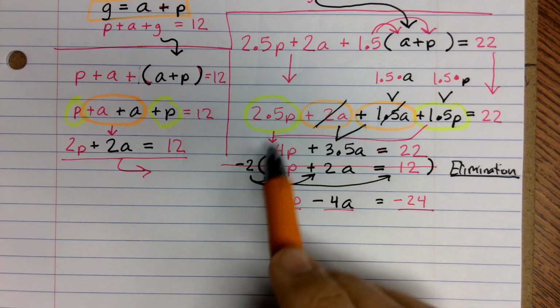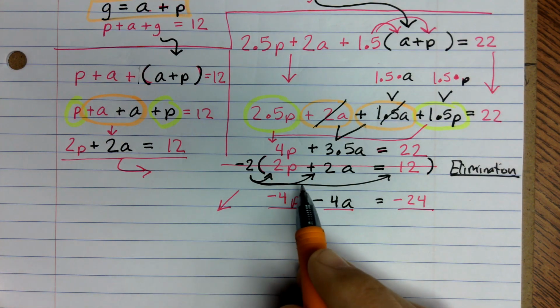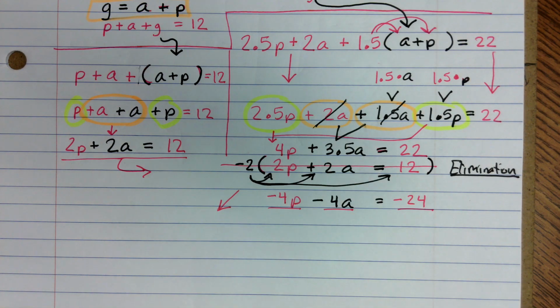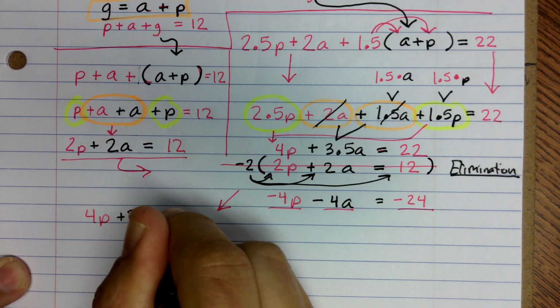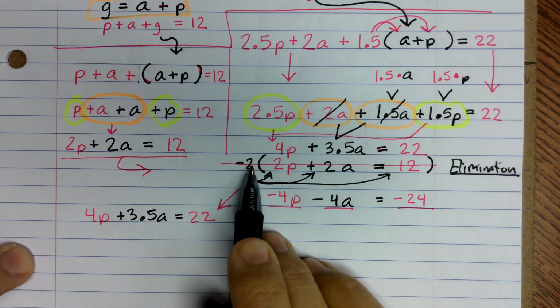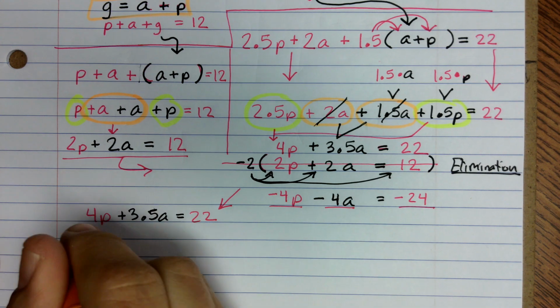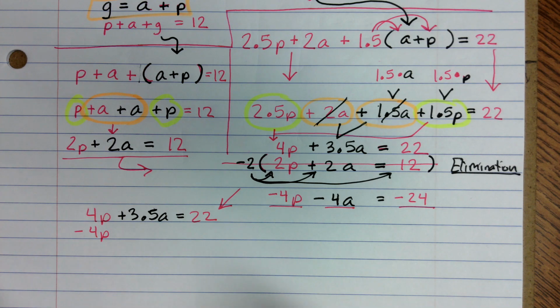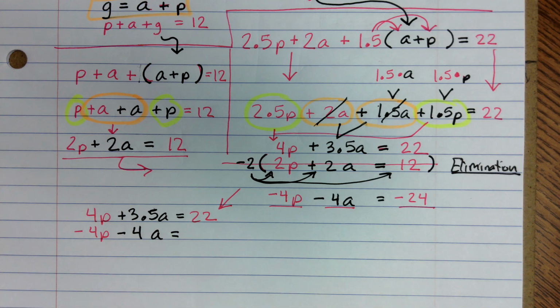All right, so I think because this is so close together, I'm actually just going to go ahead and rewrite it over here. The two equations, right? We just created these equations here. And so the top one, I have 4P plus 3.5A equals 22. And then after we distributed that negative 2 to all three terms in the second equation, we created this new one down at the bottom, which is negative 4P minus 4A. And that's going to be equal to negative 24.